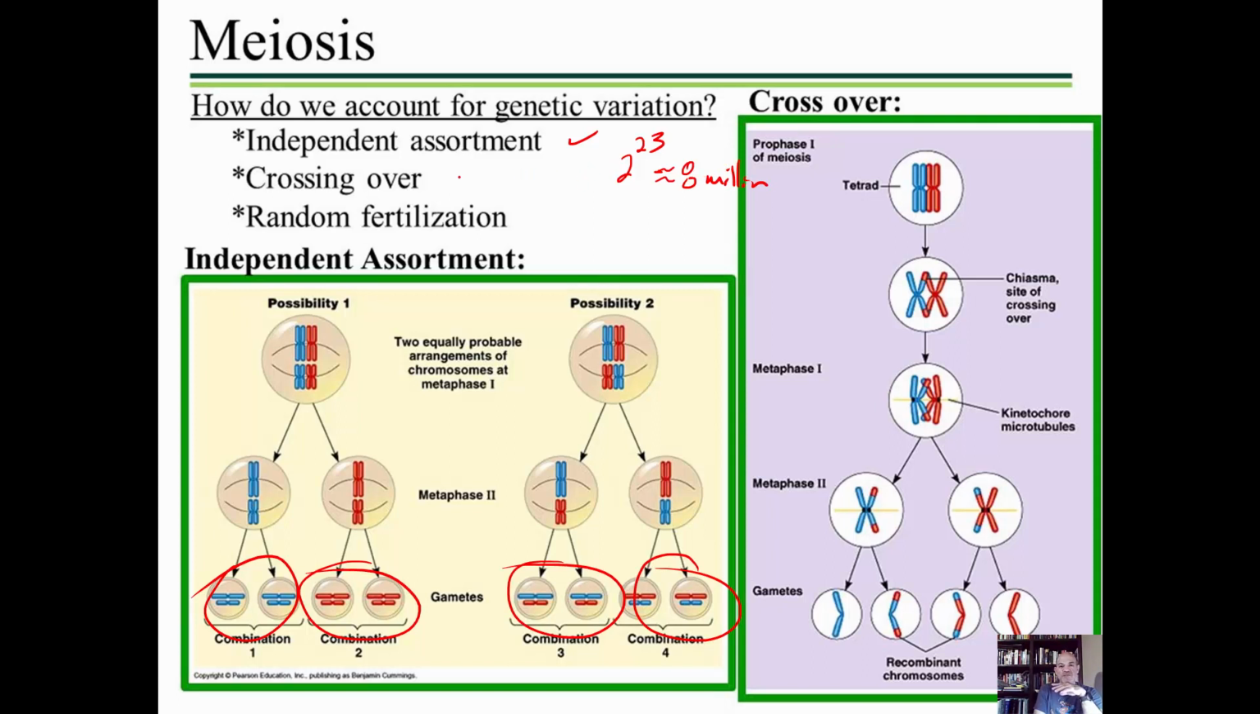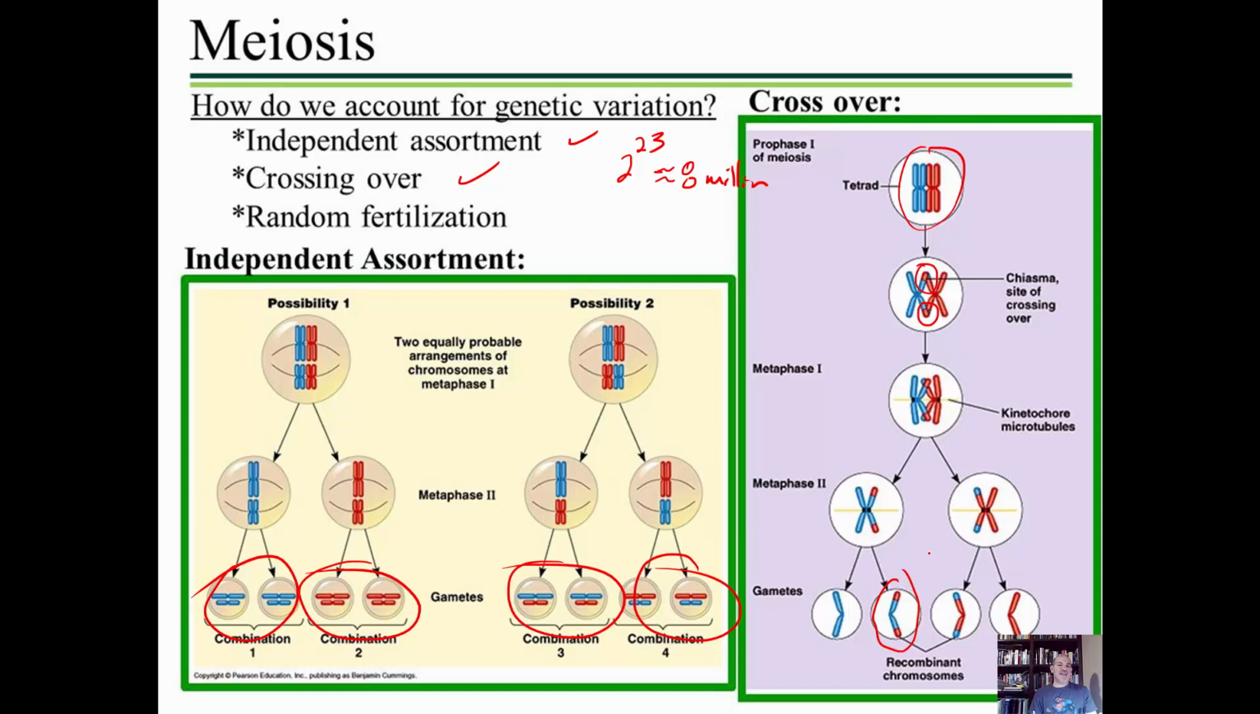And then for every pair, you end up getting crossing over. So here, when the pairs line up during meiosis 1 on the metaphase plate, even before they line up during prophase 1, you're going to get crossover events where pieces of maternal and paternal chromosome exchange with each other between non-sister chromatids. And so you end up with gametes where you have chromosomes that have pieces of paternal and maternal, and that increases genetic diversity even more with the gametes that are produced.